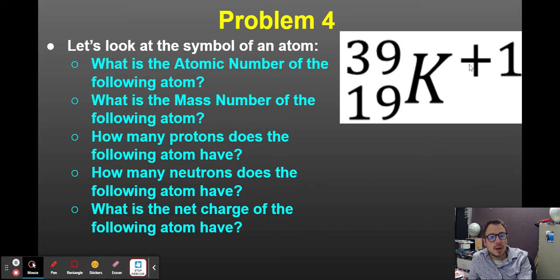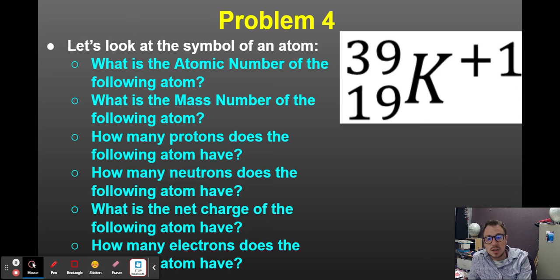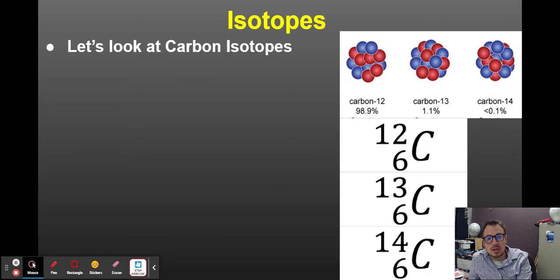Now, what is the net charge of the following atom? It's going to have a net charge of positive 1. That means I have 1 more proton than electron. So if I have 19 protons, I'm going to have 18 electrons because electrons are negatively charged. I have to have 1 more proton than electrons. So it's going to have 18 electrons.